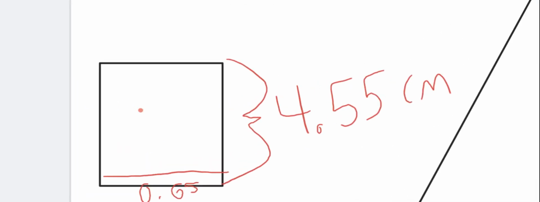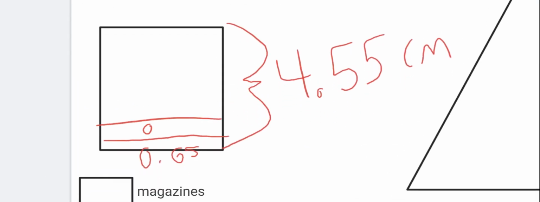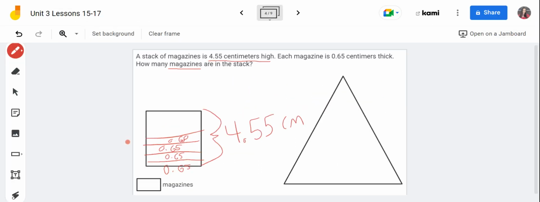Then I know that there's another magazine and it's 65 hundredths. Then there's going to be another magazine that's 65 hundredths. Then there would be another magazine that's 65 hundredths. So I can see here, not 68, 65 hundredths.